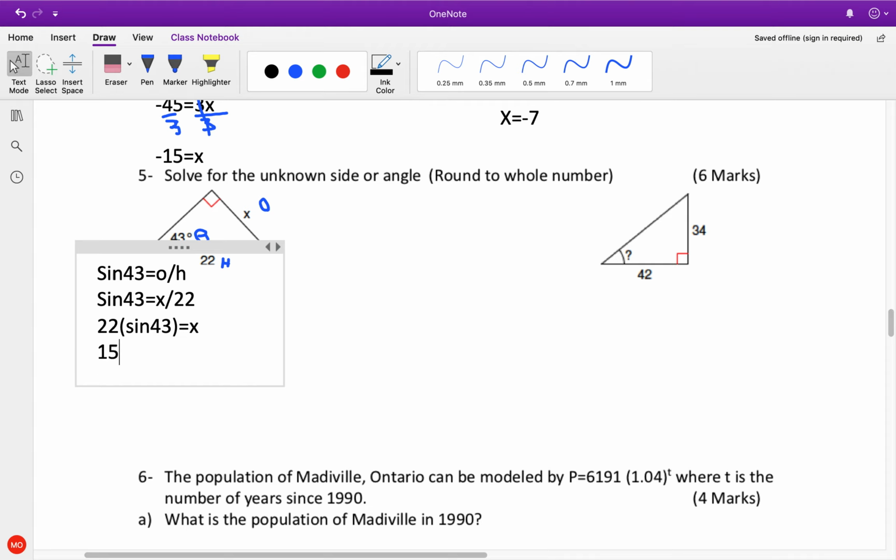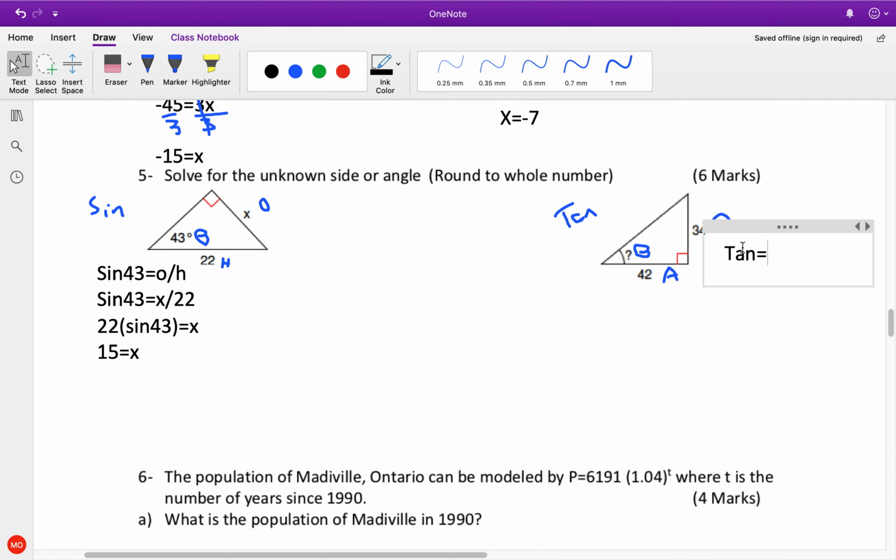Let's take a look at this one. This here is my theta. This here is my opposite. This here is my adjacent. So I know I'm going to use tangent. Alright, so let's take a look. Start writing over here. So we have tangent equals opposite over adjacent.